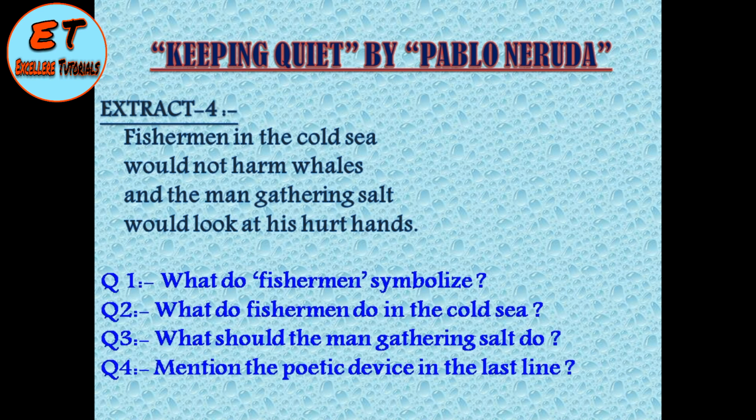Question number 4. Mention the poetic device used in the last line. Answer. The poetic device used in the last line is alliteration. Example, his hurt hand.